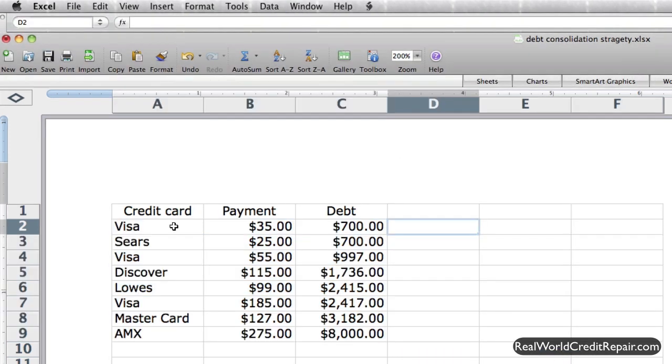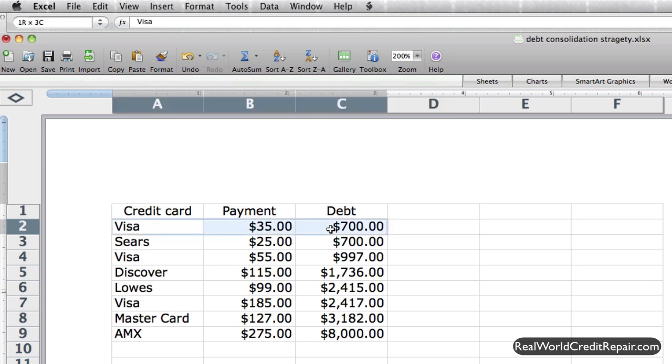So after Excel does the magic, you can see now I've got a very nice game plan. Everything's laid out in a very systematic order. And let me show you some things here that you need to understand. Take a look at this Visa. This is my number one priority as far as paying off debts. And if I only had $700, this would be where I would want to put that money.